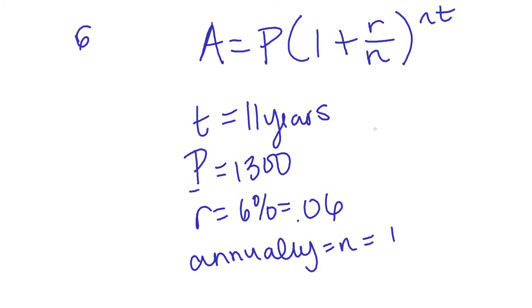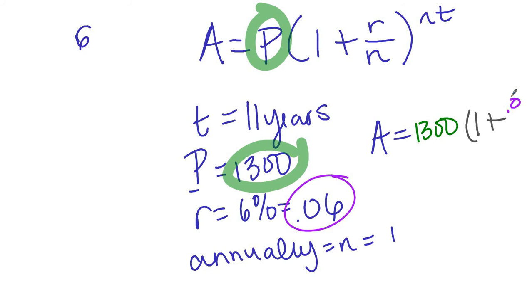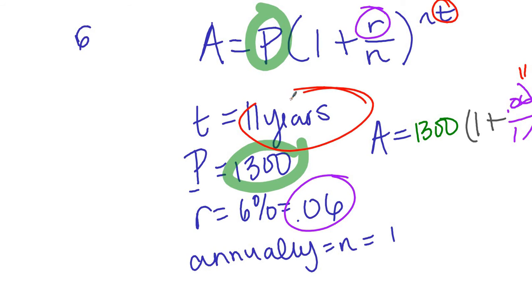So when you go to plug this into your formula, your principal is 13,000. So that is your P. And then the 1 plus is part of the formula. My rate is 0.06, right? So that's my R over 1, which you don't really have to write. And then my time is 11 years, so that is my exponent right there. It's technically 11 times 1, but again, you don't have to include that. So that is going to be the formula and the numbers plugged in that you're using.